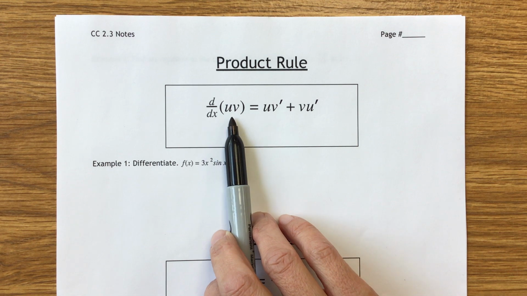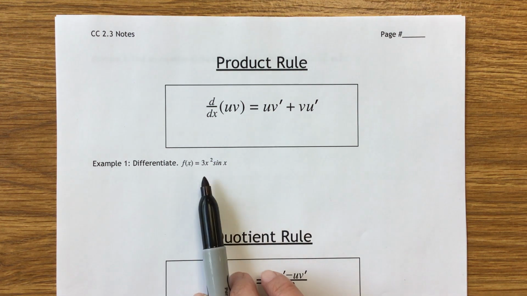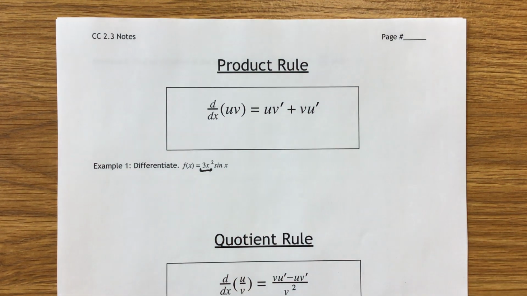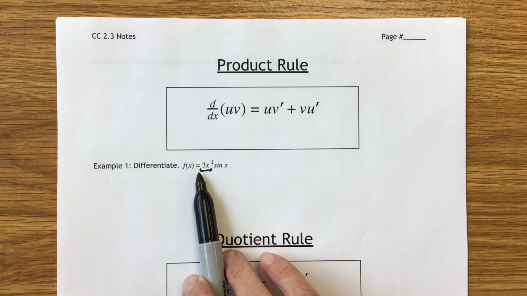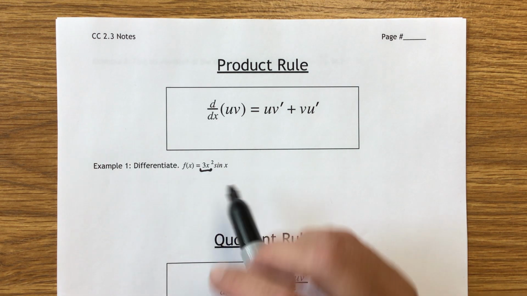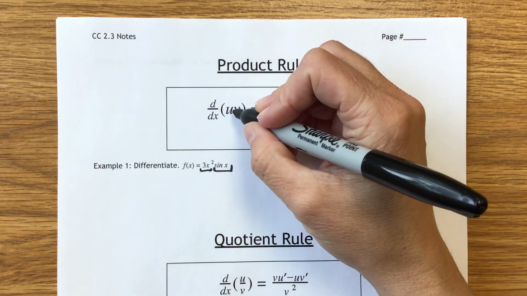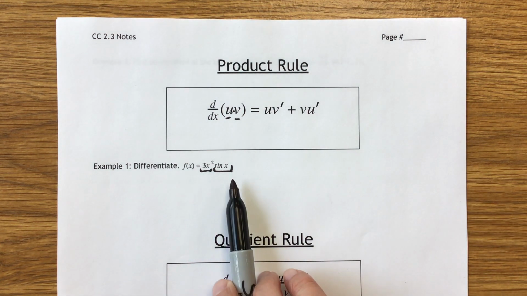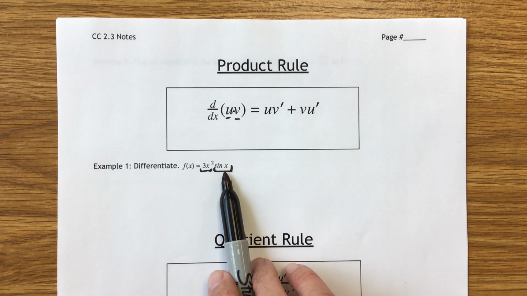And when I say two things, I mean two different functions in terms of x. For example, if you have f of x equals 3x squared times sine of x, 3x squared is a function of x. It has an x in it, and it's separate from sine of x. Sine of x has an x in it. So this is when you have a function times a function, like 3x squared times sine of x, and both of those functions have x's in it.